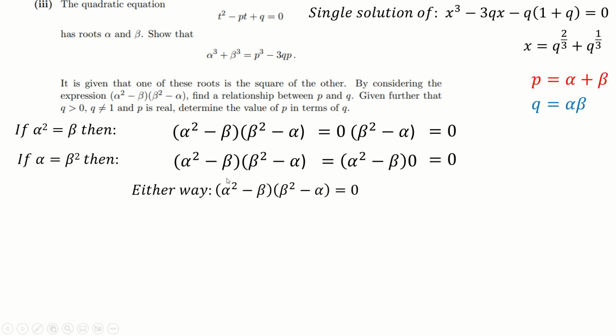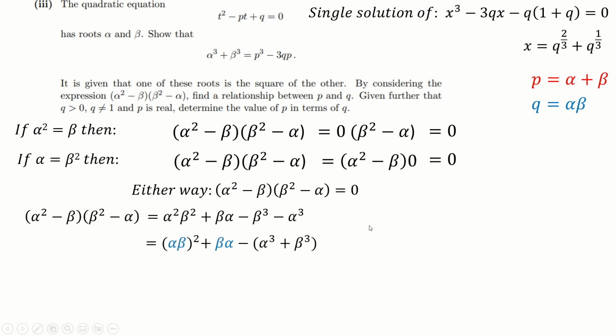However, we could also expand the whole thing out anyway, just for fun. This is alpha beta all squared. This is alpha beta, which is just q. And this is minus alpha cubed plus beta cubed, which I believe we just found was this thing here. So let's put that in and we get this, which equals 0 because of what we just said. Now our objective is to determine the value of p in terms of q. So we take this equation, which equals 0, and rearrange it for p, to find p in terms of q.